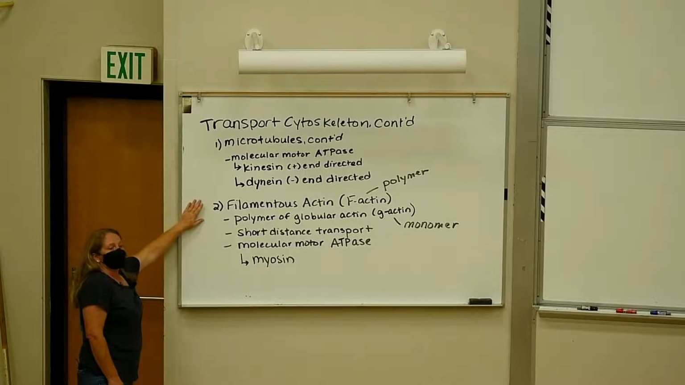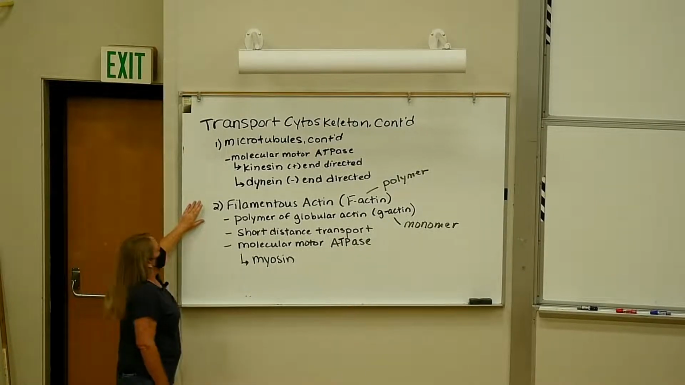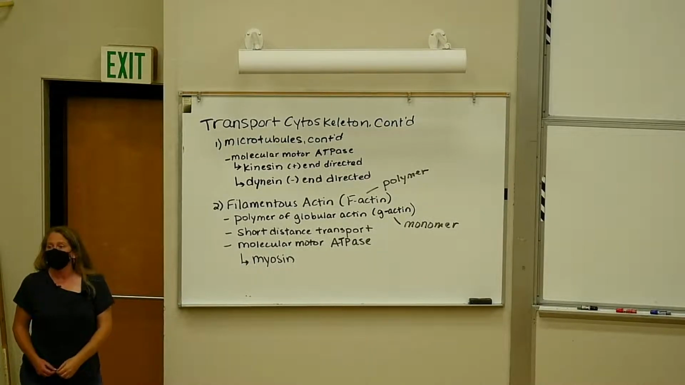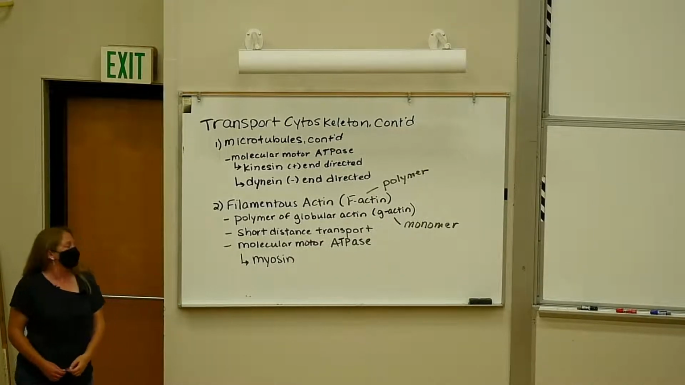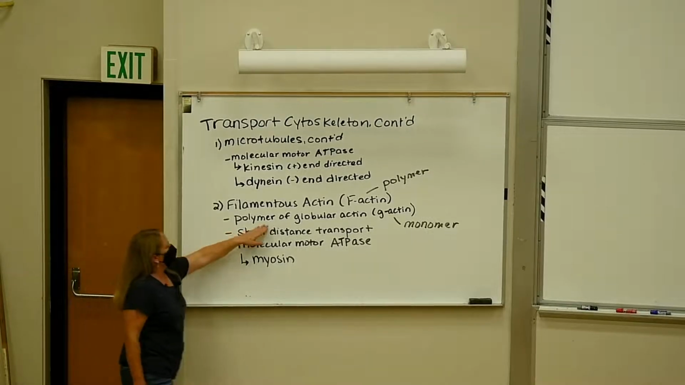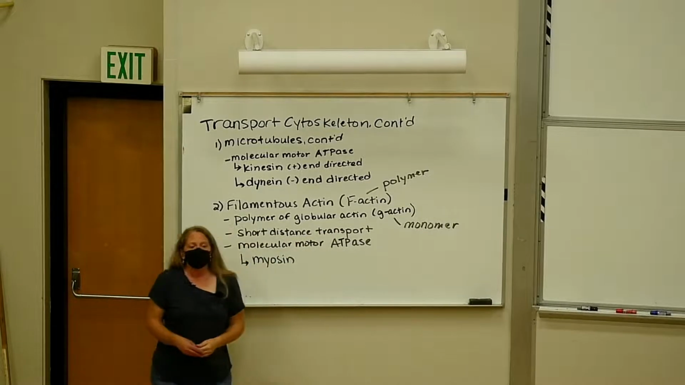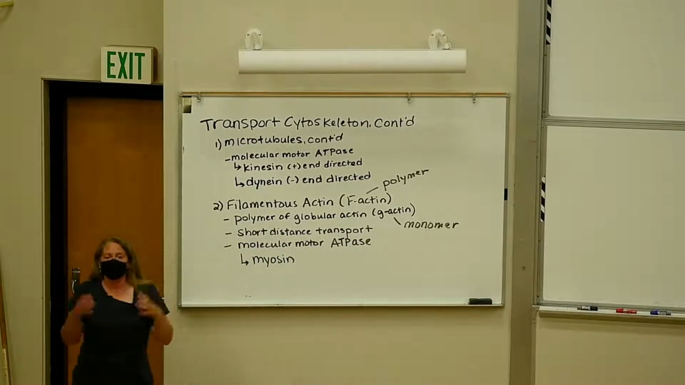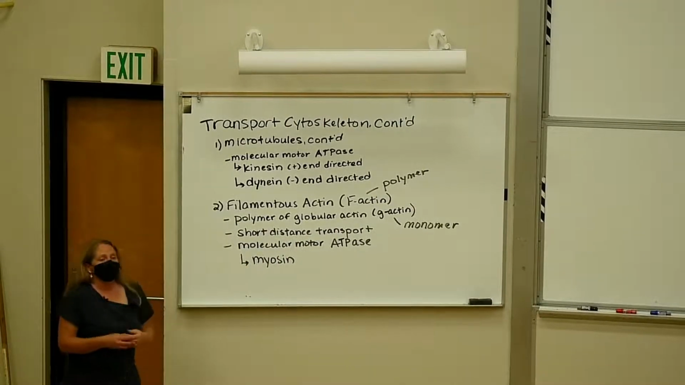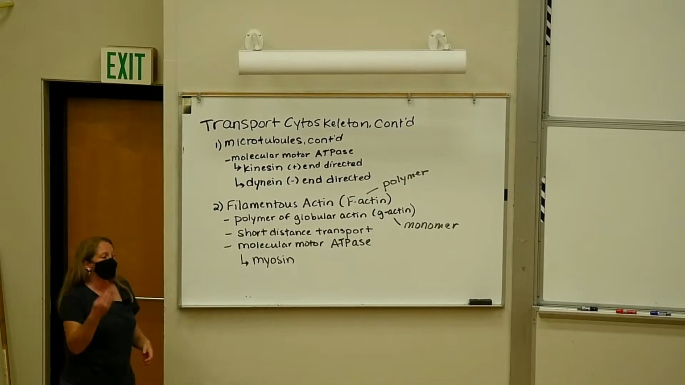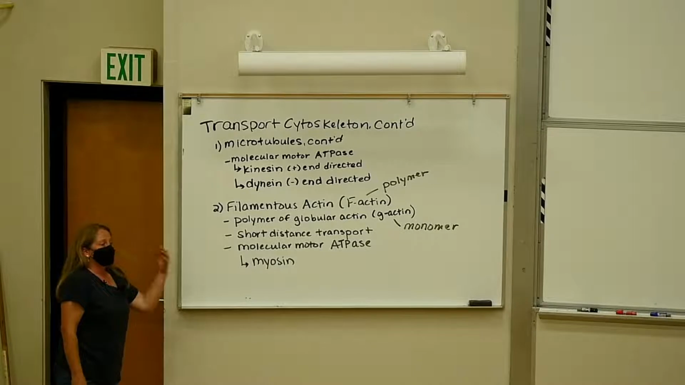From there, we can start talking about F-actin. That's our other transport cytoskeleton. This is a lot smaller, and it is short distance transport. We'll look at how that's actually arranged in a cell. But this F-actin is going to be a polymer of the globular actin. We call that G-actin. So those are the monomers that form together. Just like microtubules, there will be an endedness to this. There will be a plus end where you can add more G-actin and a minus end where you can take that off.